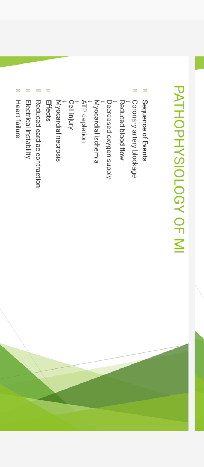Next, pathophysiology. Myocardial infarction mainly occurs because of interruption of blood supply to the myocardium. In most cases, this happens due to blockage of a coronary artery by a thrombus formed over a ruptured atherosclerotic plaque. When blood flow decreases, oxygen supply to myocardial tissue becomes insufficient. Since cardiac muscle requires continuous oxygen for ATP production, lack of oxygen quickly affects cellular metabolism. Initially, myocardial cells shift from aerobic metabolism to anaerobic metabolism, leading to accumulation of lactic acid and metabolic acidosis.